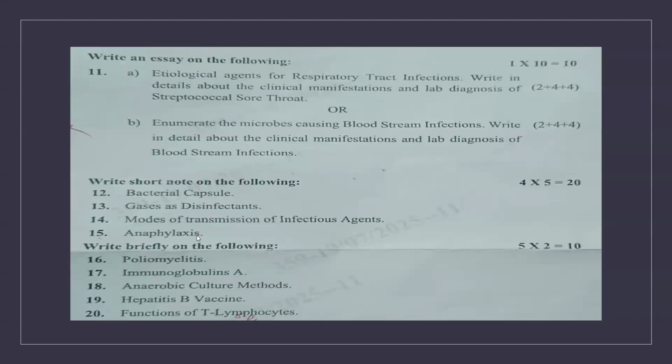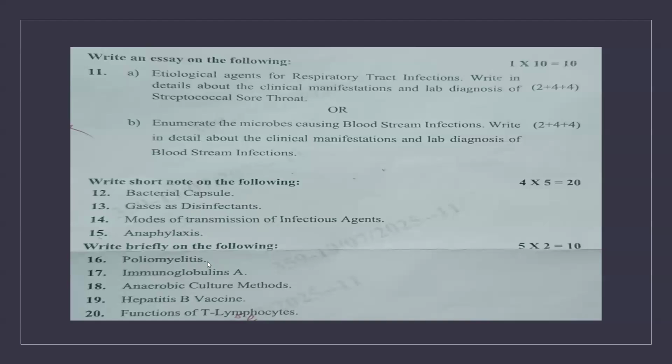Next, anaphylaxis. So this is type 1 hypersensitivity. If you analyze these questions, these two questions are from systemic infections, but here bacterial capsule is from general microbiology, gases as disinfectant from general microbiology, transmission of infectious agents from general microbiology, and anaphylaxis is immunology. So here 20 marks are from general microbiology and immunology. Next is poliomyelitis. So poliomyelitis is from virology. So this is a 2 marks question here.